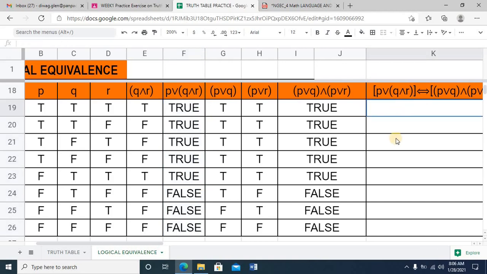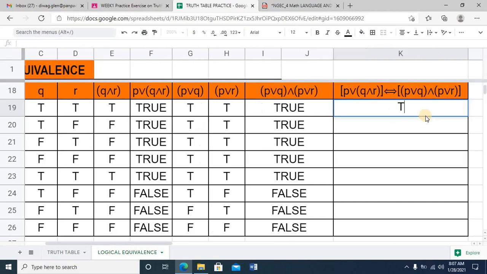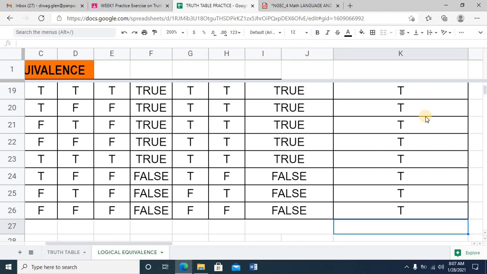Okay, so last column would be the operation for the biconditional. We are pairing this column and this column. So this column is biconditional to this column. As long as they are the same, it should be true. So they are the same, the same, the same, the same, the same. So the rest should be true. So as you can see, the result is a tautology.